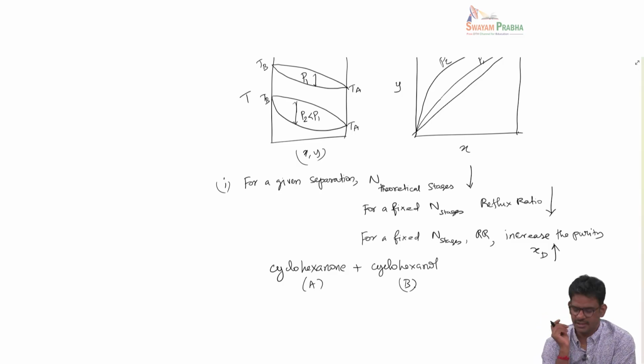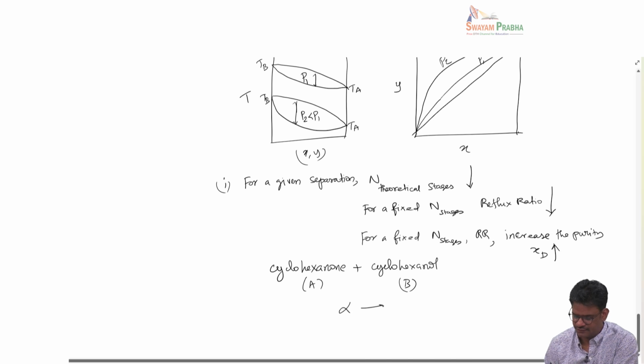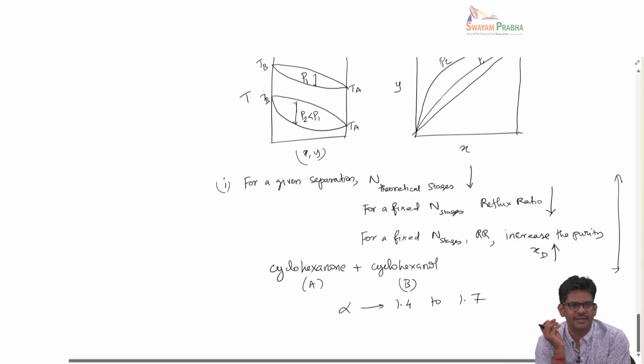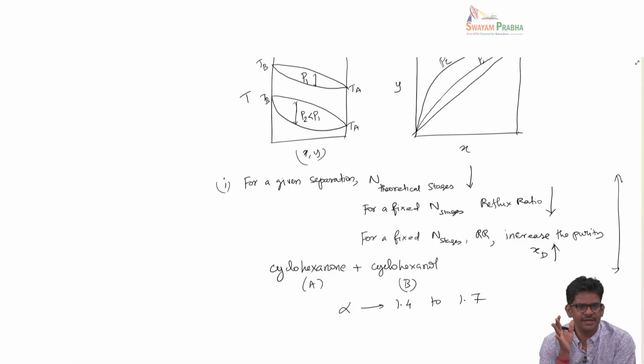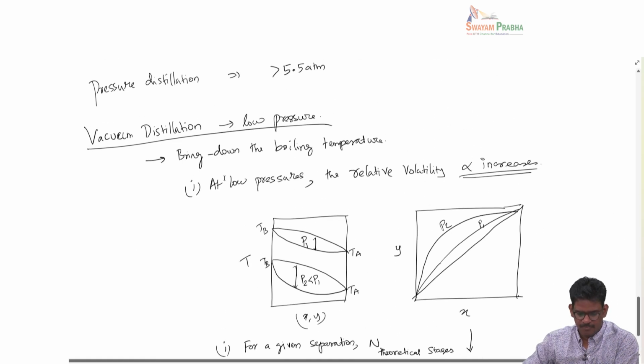So in this case, a study has shown that alpha can be increased from 1.4 to 1.7 when you go from atmospheric distillation to a vacuum distillation. So when you increase this alpha, all these consequences can be exploited. That is, you can operate at a low number of stages, or if you have a fixed design already, you can operate at low liquid flow rates, or if you want to keep the number of stages and the flow rate the same, the purity can be increased. Okay, so these are all consequences of increased relative volatility. So this is one of the reasons.